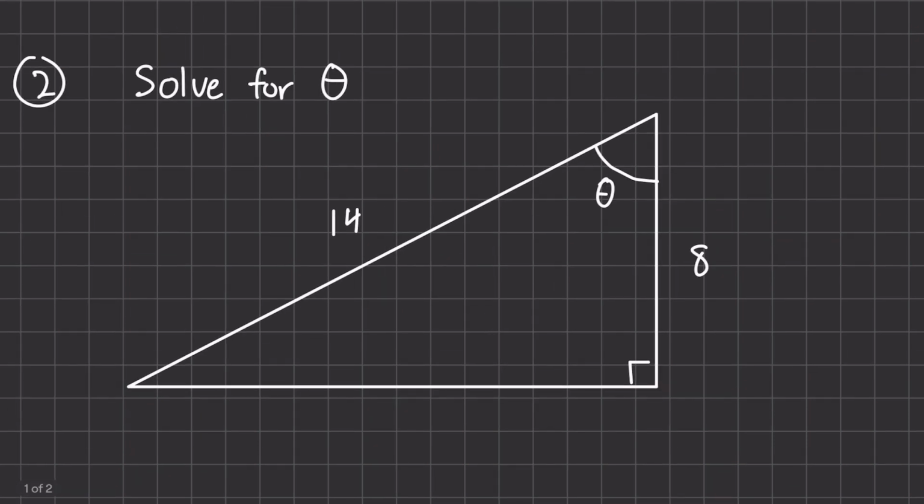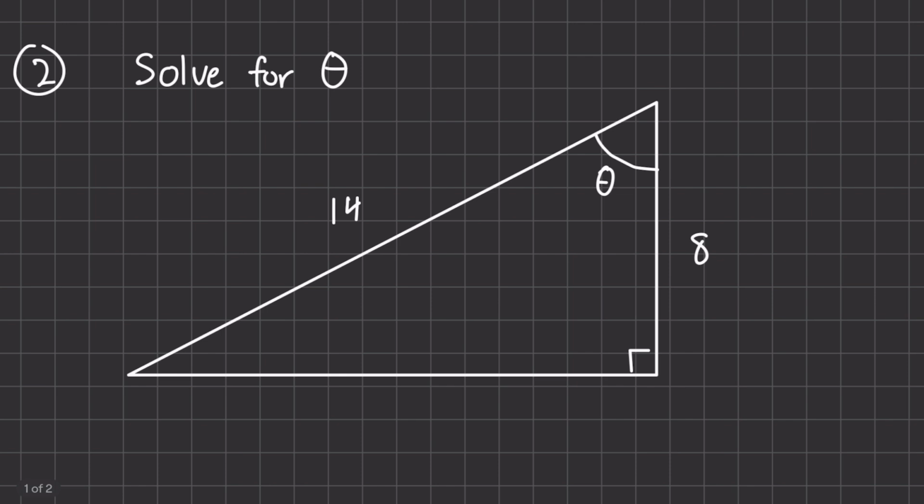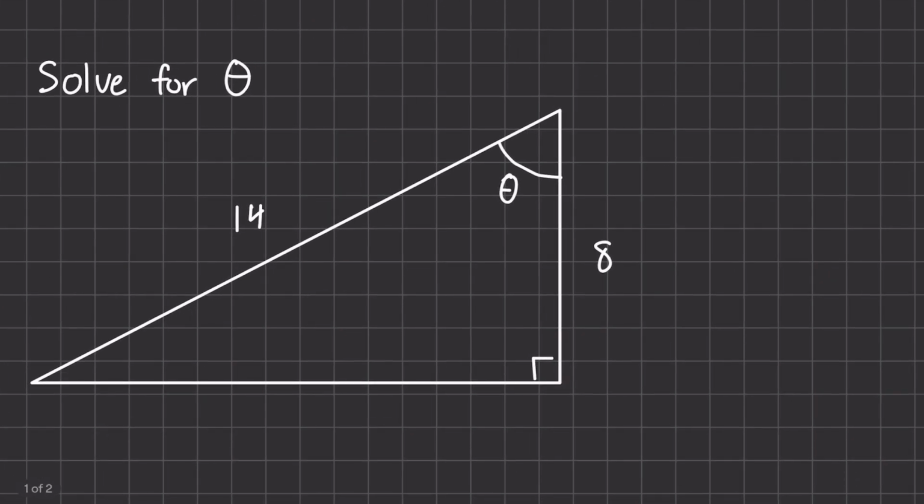So, for this question, we're being asked to solve for theta. Again, please pause the video for a second and try for yourself. Since we're solving for an angle, we must use an inverse trig function. Looking at theta, we look at the two known sides. 8 is adjacent to theta, and 14 is the hypotenuse of the triangle. Using SOHCAHTOA, this means we're going to have to use the cosine function.